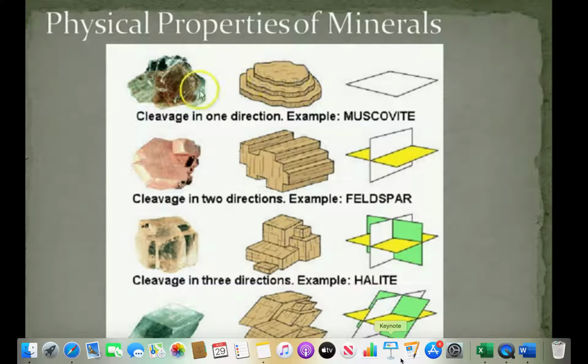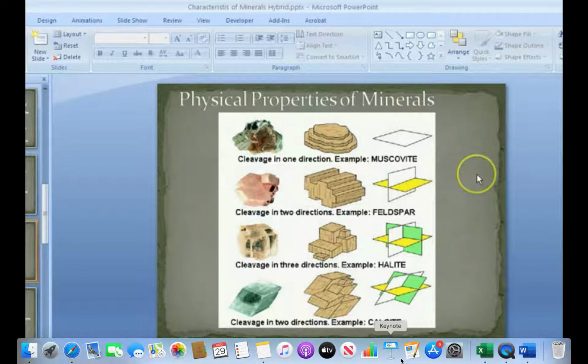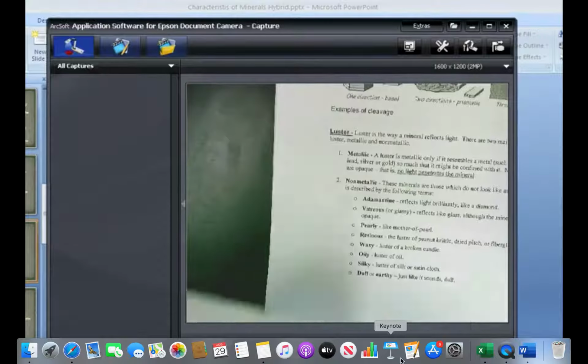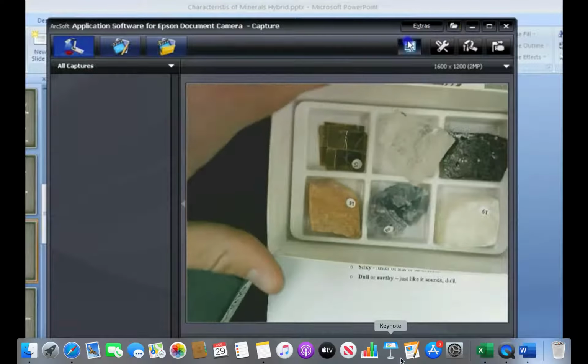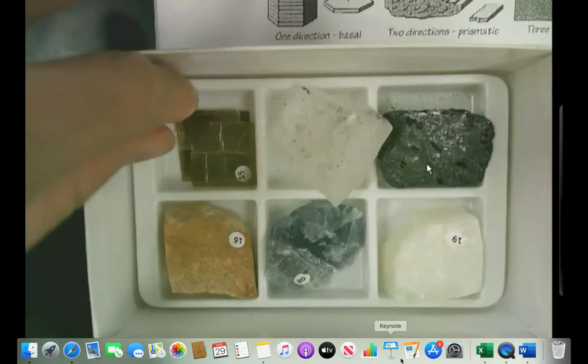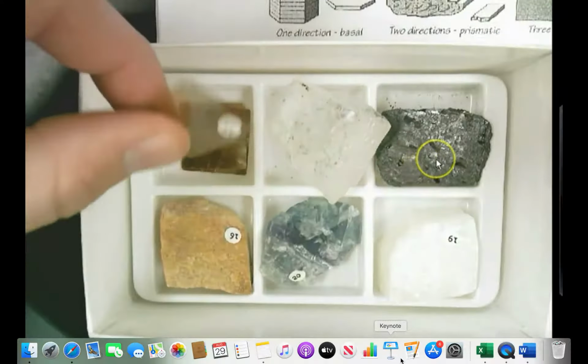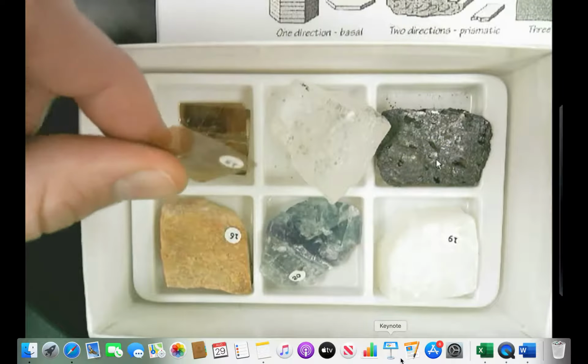Muscovite being one that shows 1 plane of cleavage, 2 planes of cleavage. Their example is feldspar. Again, another one that we use is gypsum. 3 directions would be halite, rock salt, and 4 directions would be something like calcite. I'll show you what that looks like right now. Okay, so again, what we have here are a couple samples. Now I'm going to pull this up and make this big so you guys can really see this.